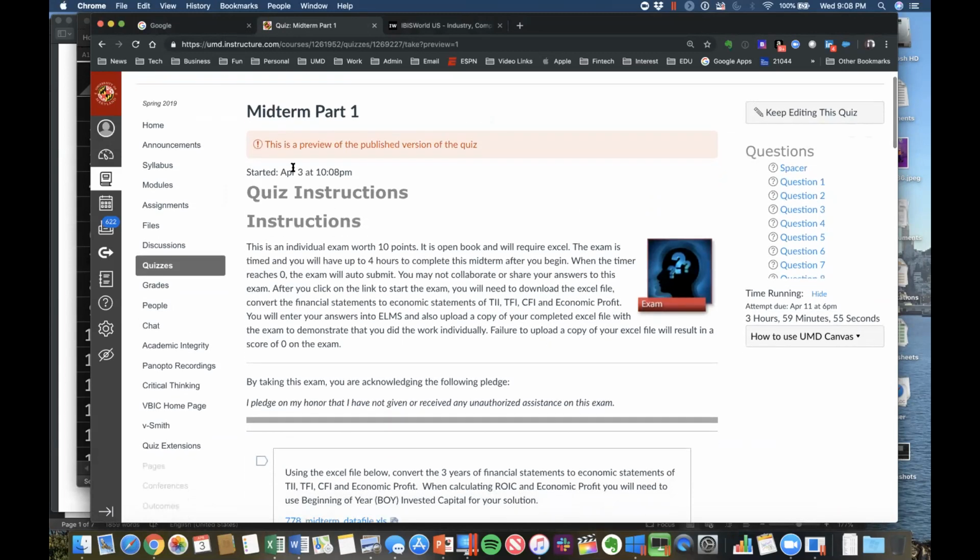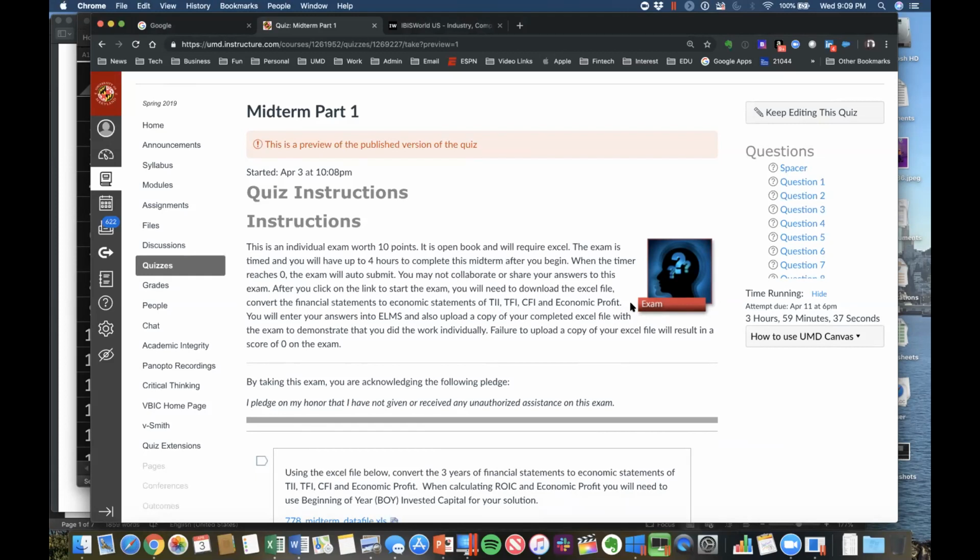What it'll say, if you look here, is started at 10:08 p.m. So basically, there's a 4 hour clock, and on your version, it'll show you a clock. There it is over here on the right. So I now have 3 hours, 59 minutes, and 42 seconds to submit.